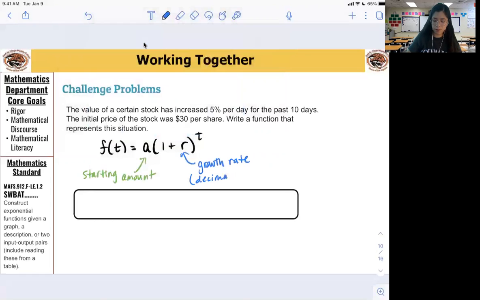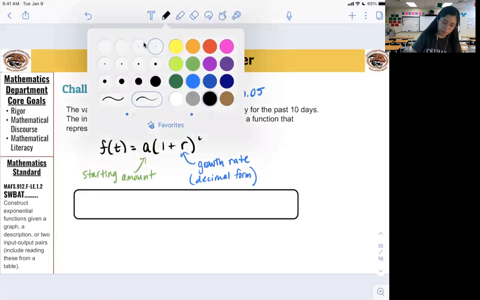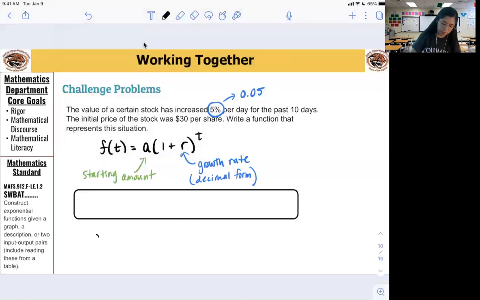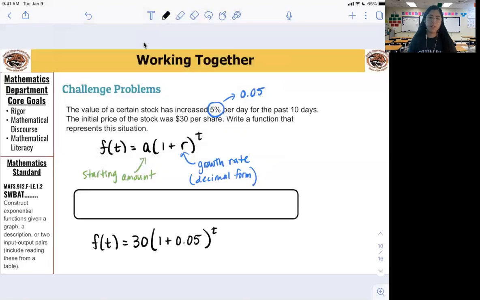Okay. So I see Juan already gave that to us. 5% is 0.05. So when I write this, I'm going to write f of t equals 30, starting amount, times 1 plus 0.05 to the power of t. But what do I have to do now to get my final answer?